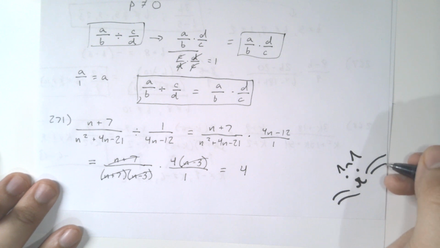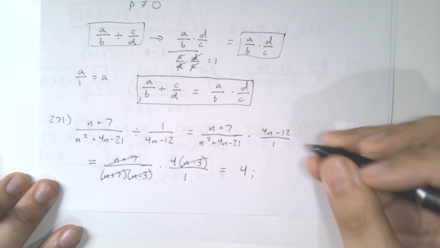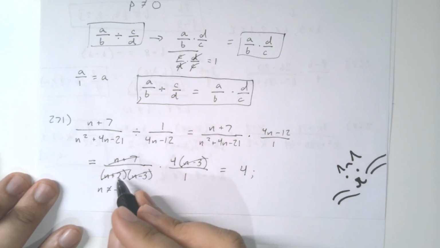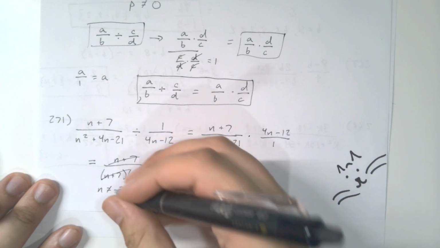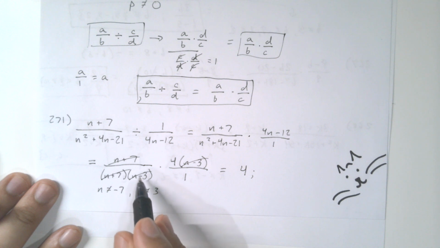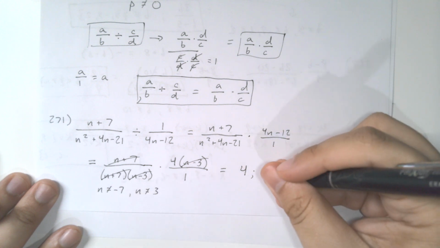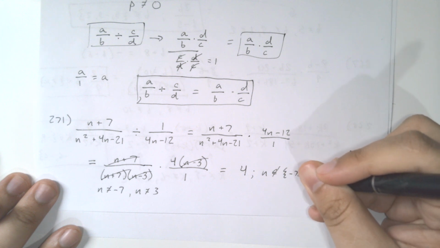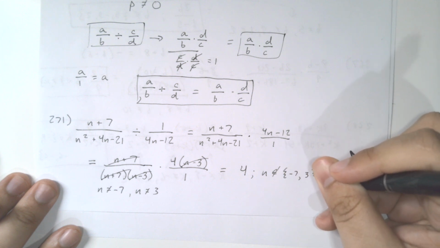And now we just want to figure out what our excluded values are. n can't be equal to negative 7, because this is a positive 7 here. And n can't be equal to positive 3, because this is a negative 3 here. And so we say that n can't be an element of the set {negative 7, 3}.